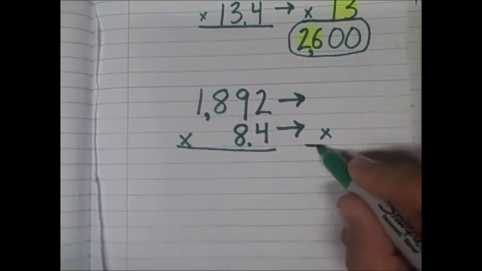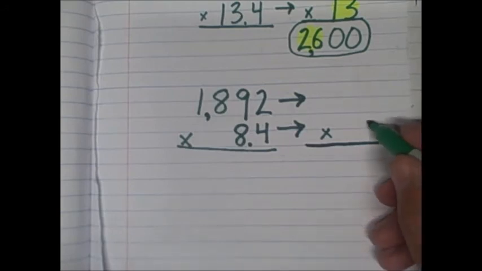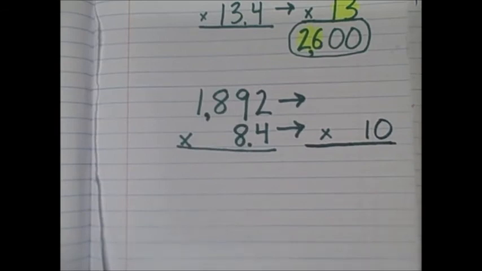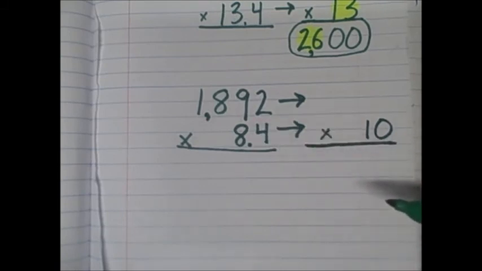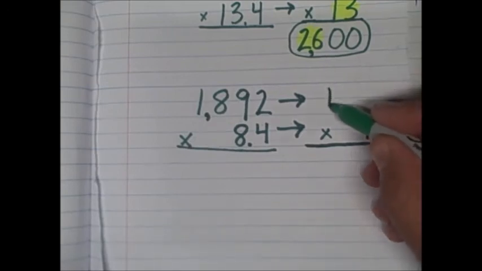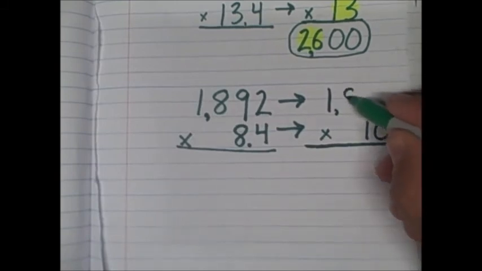Most people in this case would look at that second factor, 8.4, and round down to 8. You could also use compatible numbers and round it to 10, because we know that multiplying anything by 10 tends to be on the easier side. So looking at my first factor, 1,892, I'm going to try to be as specific as possible in my answer. And this one I might wind up rounding to the nearest 100, which would give me 1,900.